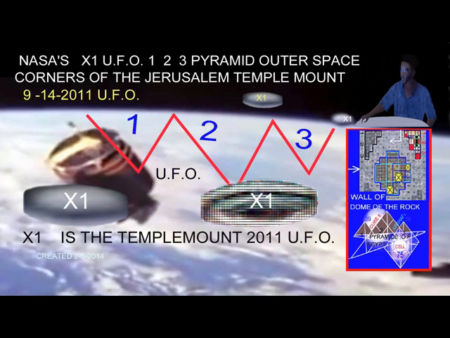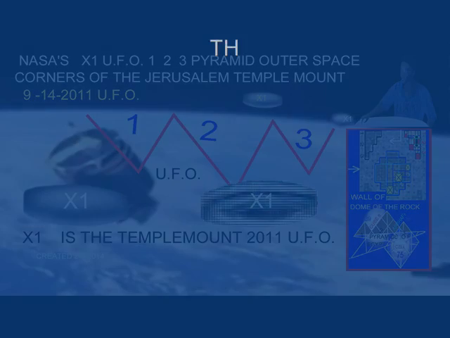To first 100% confirm the 1, 2, 3 outer space corners of the Giza pyramids as it relates to the Central Ethiopian crosses, which appears within the rectangular window frames that adorn the Dome of the Rock, octagonal wall structures.